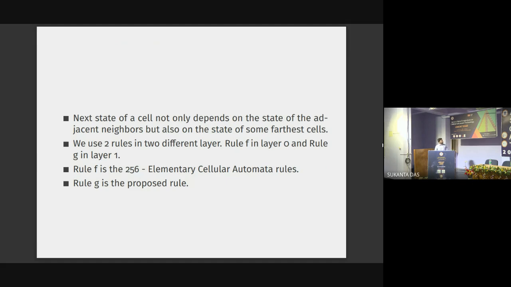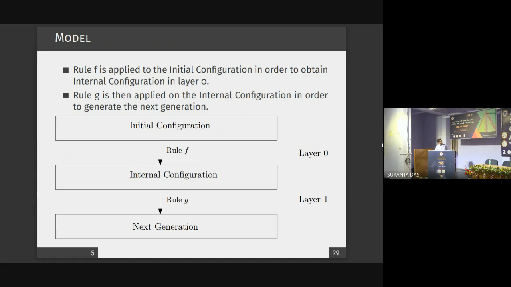Here we are using two rules in two different layers: rule F in layer 0 and rule G in layer 1. That's why this model is termed layered cellular automata. Rule F is one of the 256 elementary cellular automata rules, and rule G is the proposed rule. On the initial configuration, first I apply rule F, the ECA rule in layer 0. Then I get the internal configuration, and upon the internal configuration I apply rule G in layer 1 to generate the final next generation.